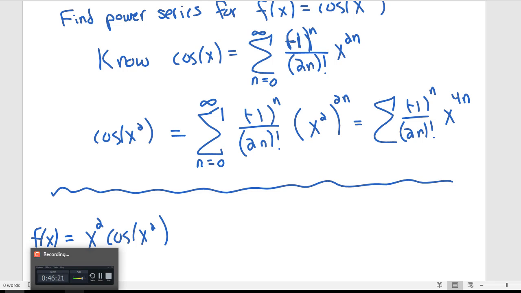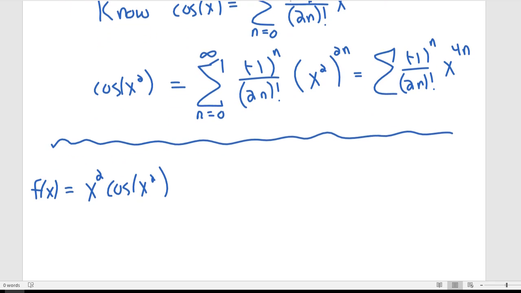So instead of writing the instructions, the instructions would be: find a power series for this function, f of x equals x squared cosine x squared. And we're going to use the series we just developed, the series for cosine x squared.